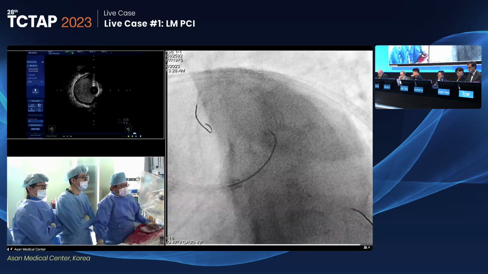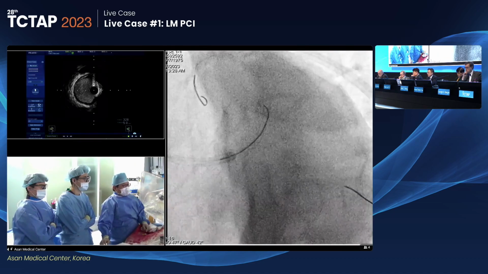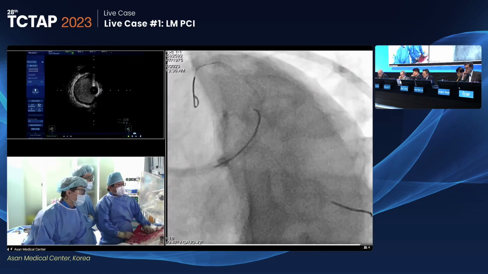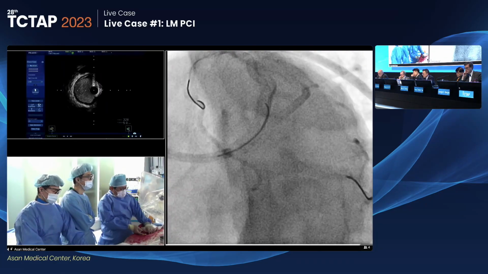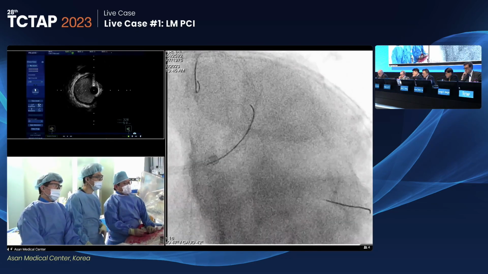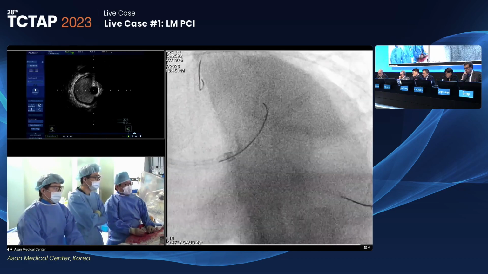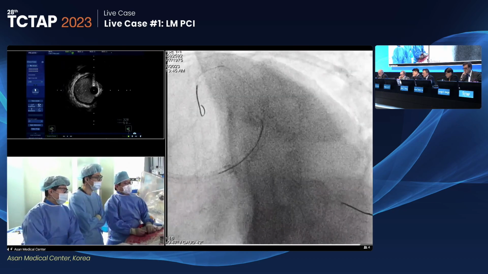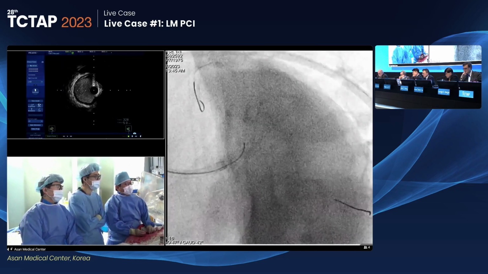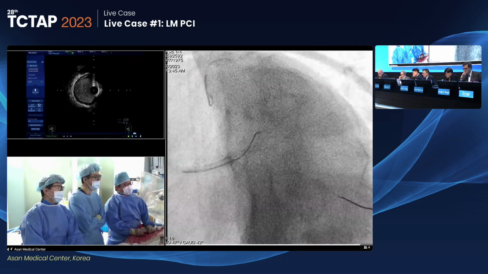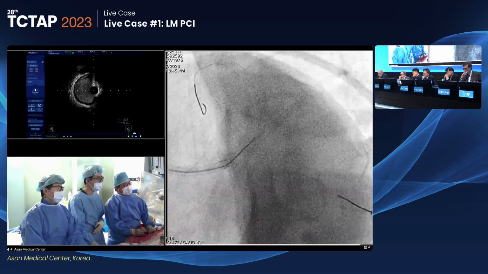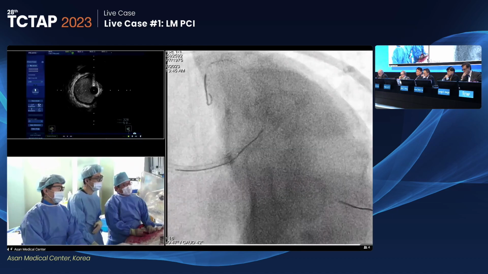And then after I insert the circumflex wire like this, ready. And I try to insert another wire to the high diagonal branch. So test, please. Test. Okay. I hope that it is easy to insert the wire to the high diagonal branch. Sometimes easy, but sometimes not that easy.